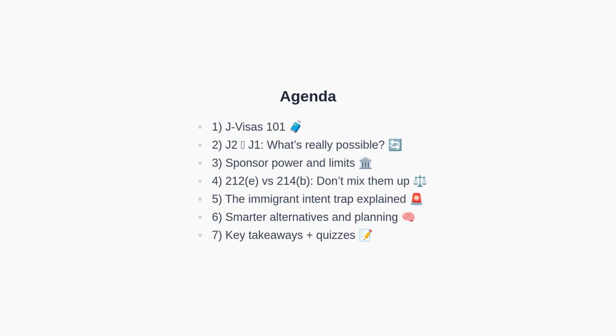Here is our agenda. First, we will review the structure and limits of J visas. Then, we will examine the feasibility of switching from J2 to J1 and the critical role sponsors play. After that, we will clarify the difference between 212E and 214B. Next, we will focus on the immigrant intent trap and how it affects last-minute applications. Finally, we will suggest safer pathways, summarize key takeaways, and test your knowledge with quick quizzes. With that, let's transition to a brief but important disclaimer.